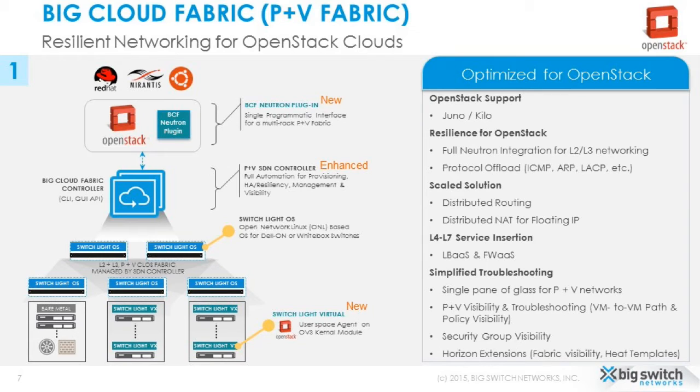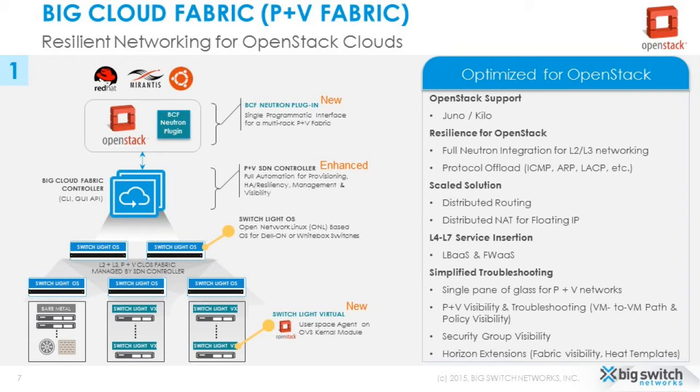Leveraging both physical and virtual switches, Big Cloud Fabric controller implements distributed routing and forwarding. Also, it supports distributed NAT for floating IP. Hence, OpenStack on P+V Fabric solution can scale better. In one of the test scenarios, we have successfully tested up to 300 OpenStack compute nodes in a single OpenStack deployment.